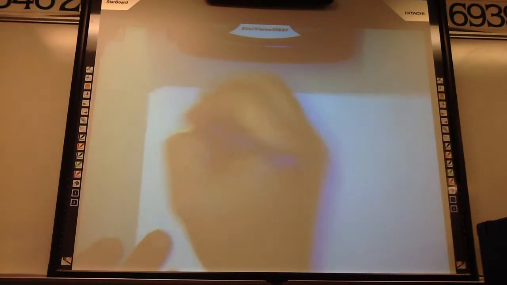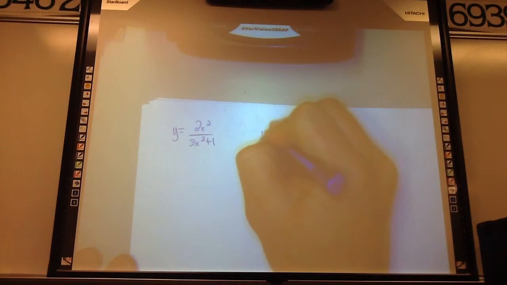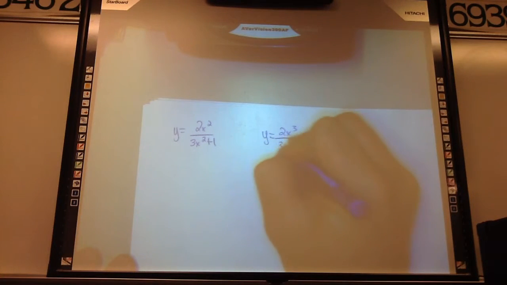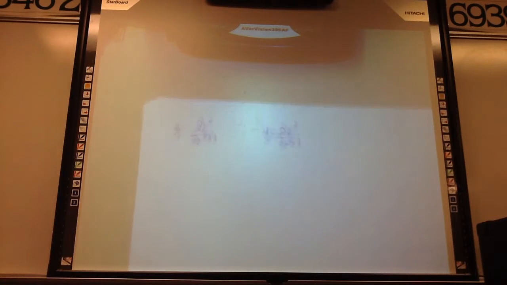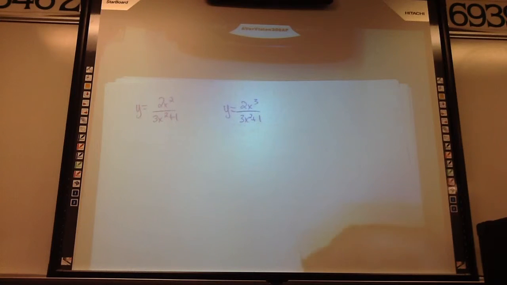I'll just do these one more time. Tell me the horizontal asymptote of this. What's the horizontal asymptote of this? Wait, we're looking at the x things, right? Powers? So what's it saying? So you have what, 2 over 3?